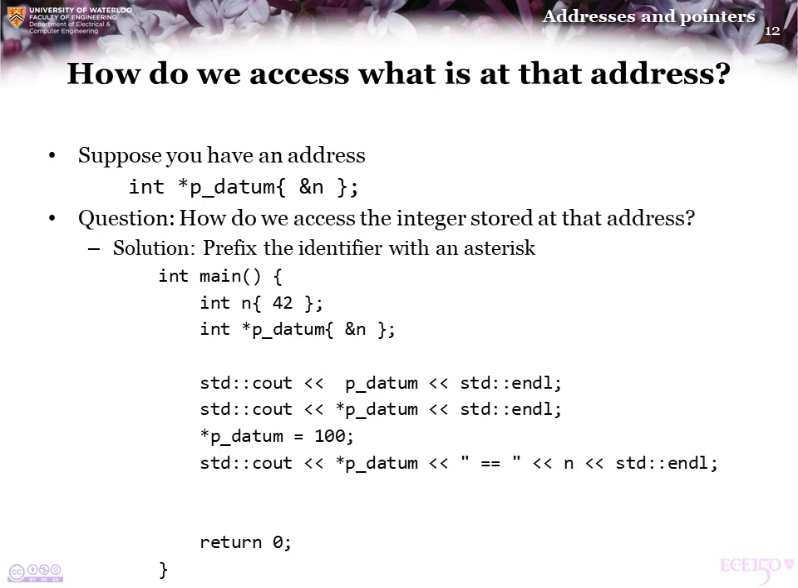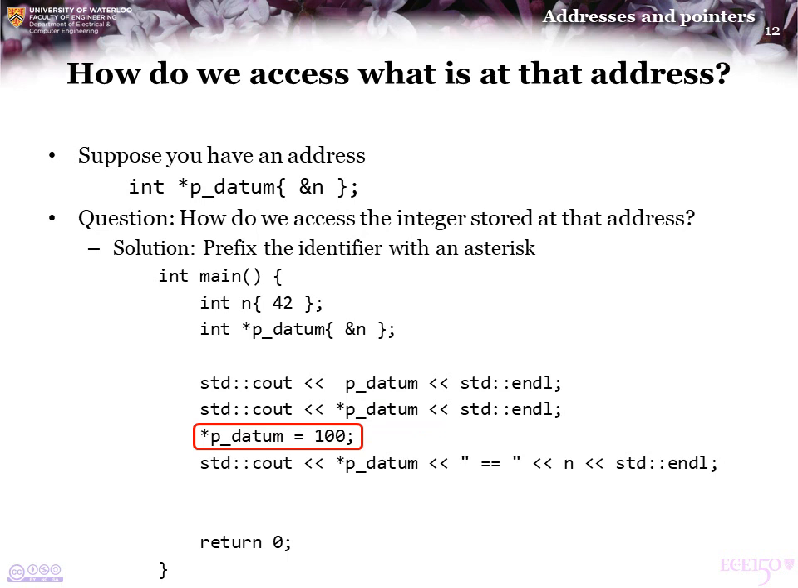All right, so we've added some code to this program. Here, when we printed p_datum, that is going to print the address of the local variable n. This, however, says print what is at the address of p_datum. So *p_datum actually prints out what is at that address, which in this case happens to be the value 42, because p_datum is storing the address of n.